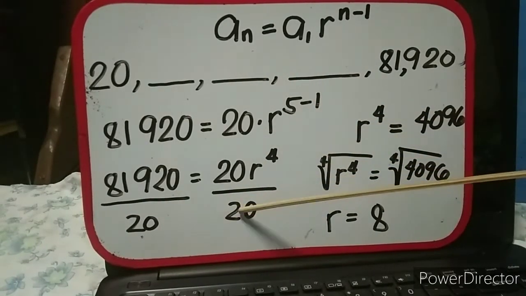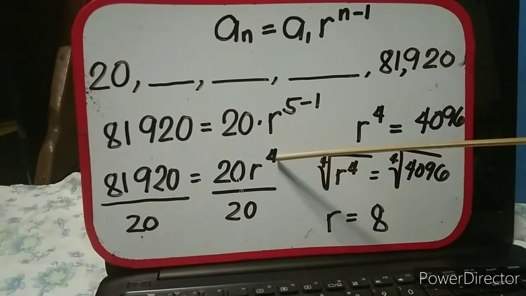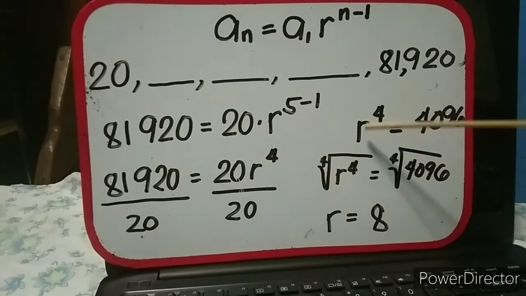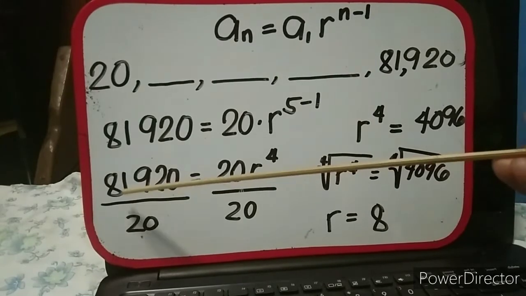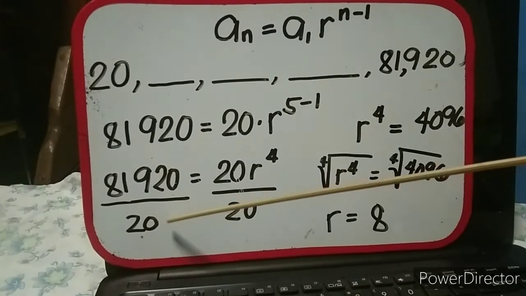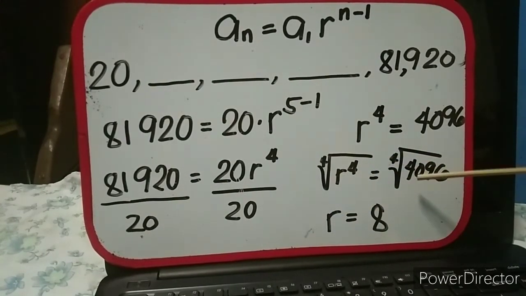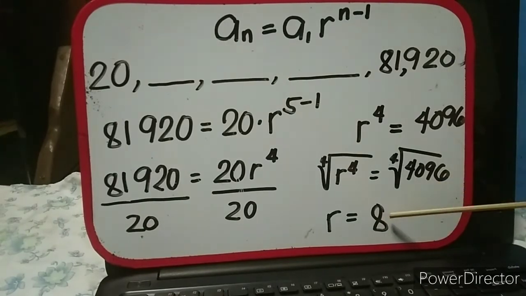We divide both sides of the equation by 20 to eliminate 20. 20r raised to the 4th power divided by 20 is r raised to the 4th, equal to 81,920 divided by 20, which is 4,096. To remove the exponent 4, we need to extract the roots. The 4th root of r raised to 4 is r, and the 4th root of 4,096 is 8. Therefore, our common ratio is 8.